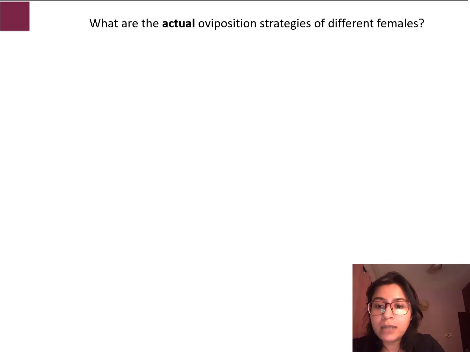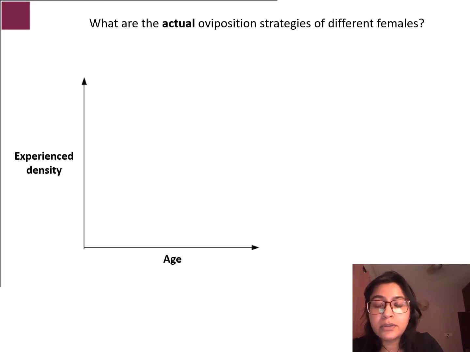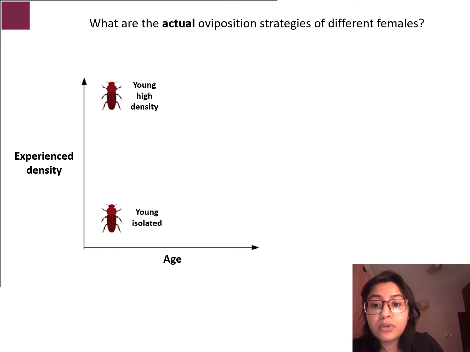Now, I wanted to ask what are the actual oviposition strategies of females from different contexts? Do they vary in a way that gives us hints about the context-specific selection pressures that they may be under? So to do this, I generated females from different context groups for both age and experience density. So for instance, I had two groups of young females, one which was isolated prior to the oviposition test and another which experienced high density.